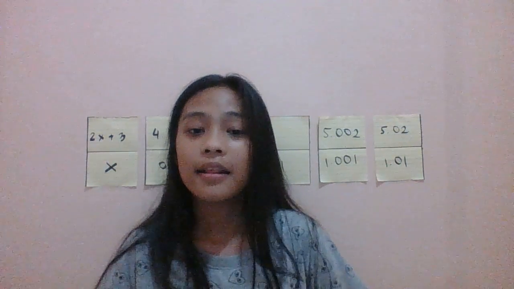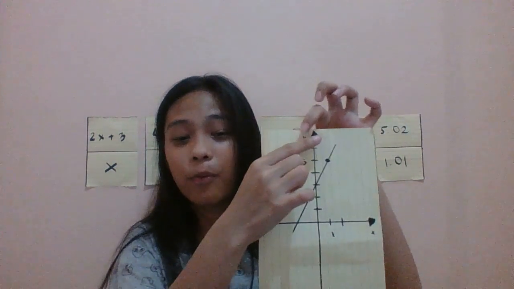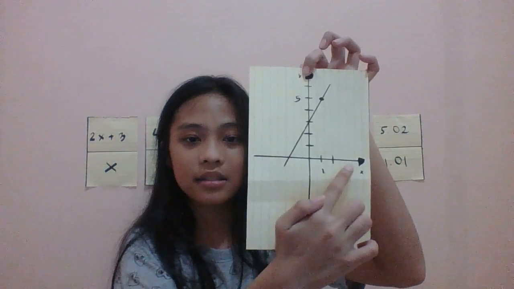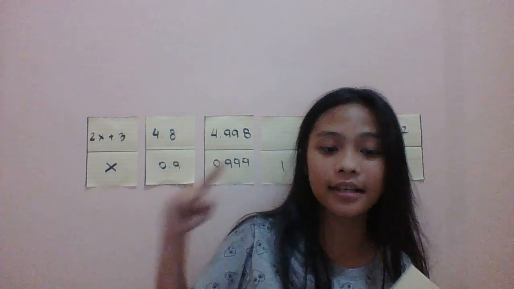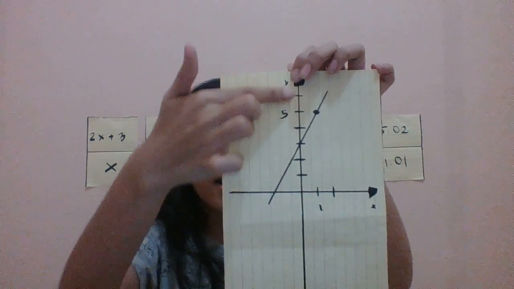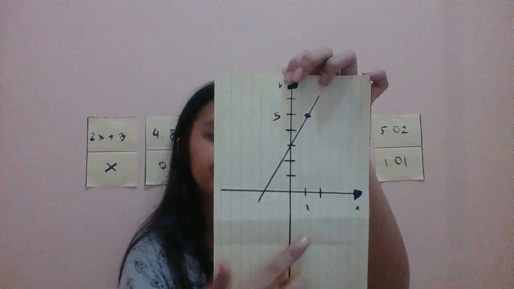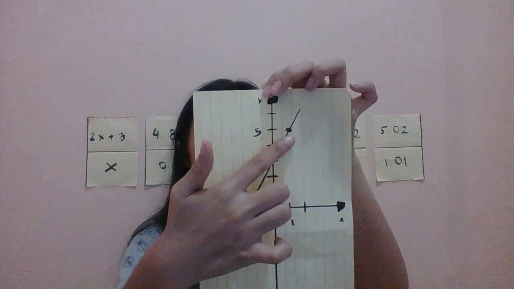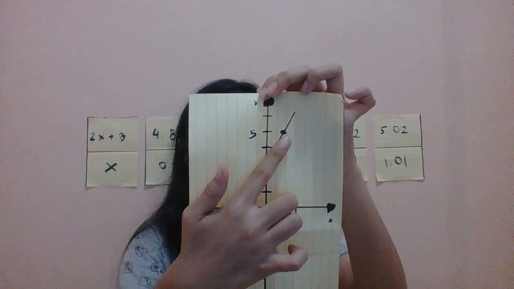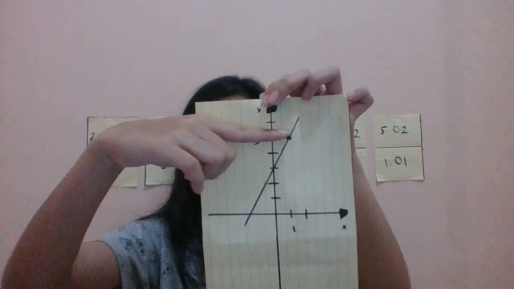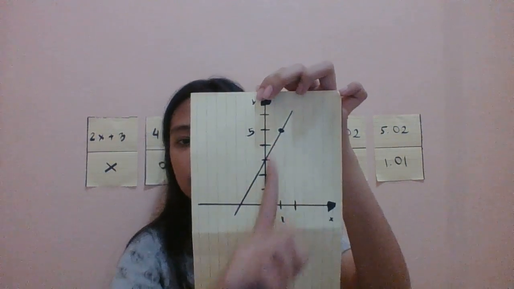Next is to graph. Since earlier the answer of the equation is 5, then 5 is on the y-axis, because there are two axes, the y-axis and the x-axis. So 5 and 1. This is the x-axis. See, the y-axis: 1, 2, 3, 4, 5. On the x-axis, 1. As you can see, this is the limit, or the point, which aligns with 5 here and aligns with 1 here.